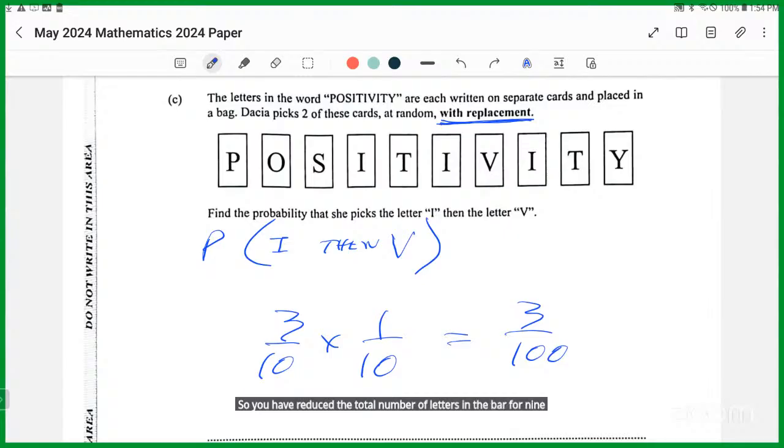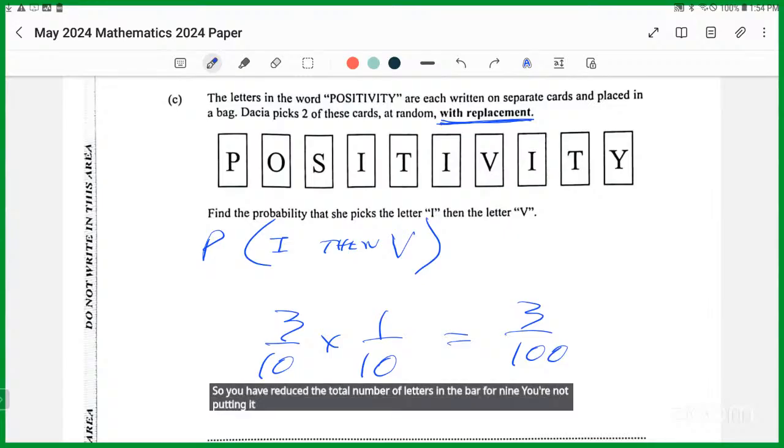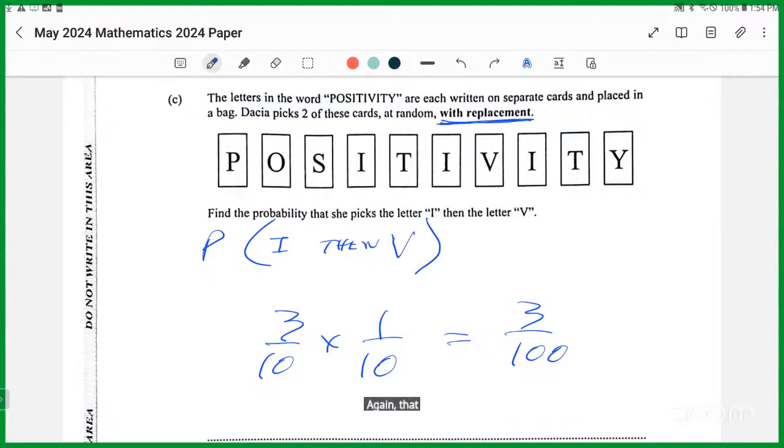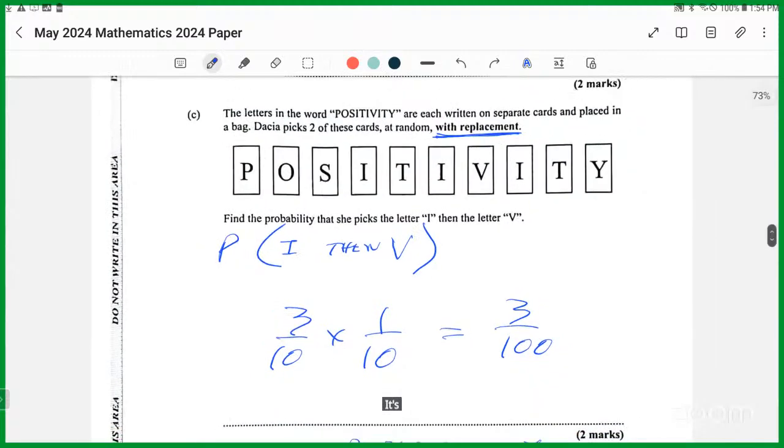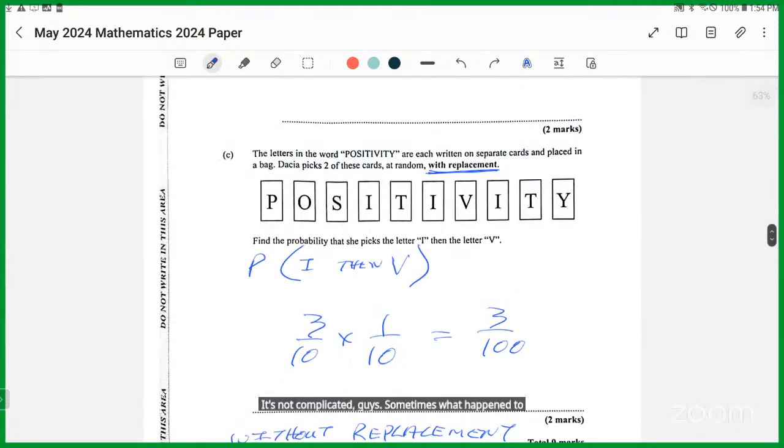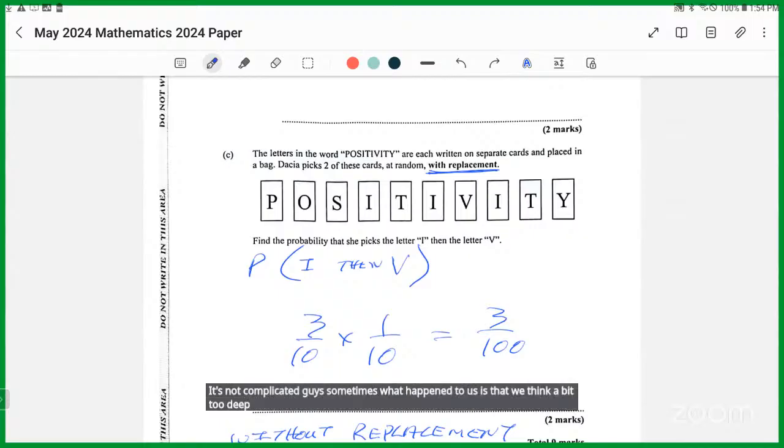Okay, you're not putting it back. Without replacement means you're not putting it back. So one of the I's will be gone. If we're going to get an I again, that would now be 2 out of 9. But it's a V, so that will be 1 out of 9. It's not complicated, guys. Sometimes what happens to us is that we think of it too deep. It's not very deep. It's just obvious.